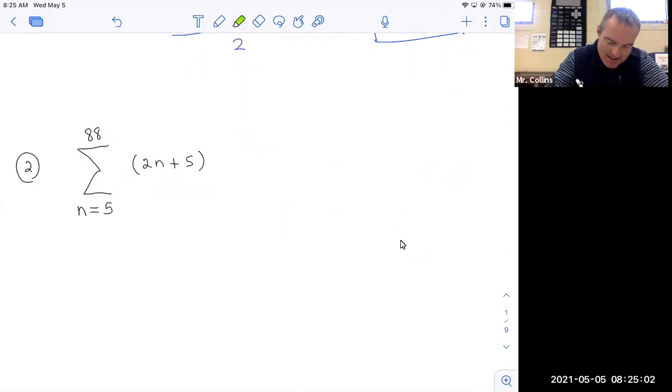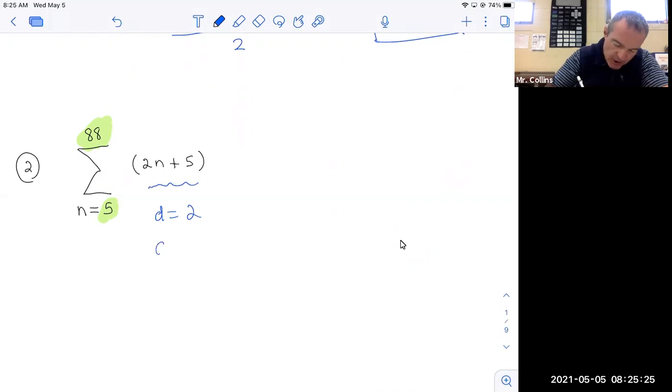Okay. And number 2 is very similar, except they throw a little wrinkle in here. If you look at it, they change the index. Usually we start at 1, but if you start at something else, you've got to just kind of use your brain a little bit. So again, it's still arithmetic because this is linear, 2n plus 5. The common difference is the slope. It's staring you in the face. It's the coefficient of n. So we go up 2 every time.